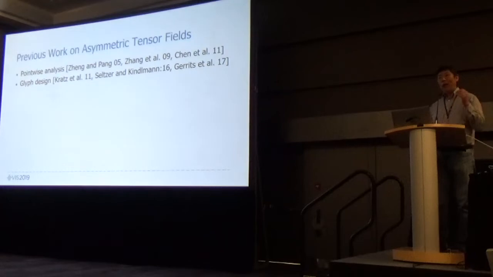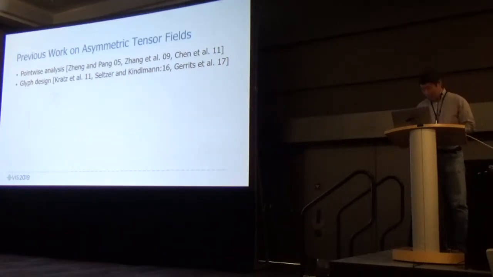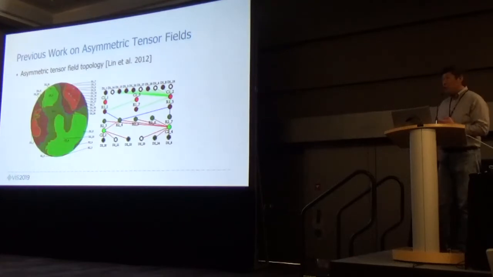Basically, we're just saying, okay, at each point in space, what happened? What kind of behavior could there be? And after that, the research has sort of focused on designing meaningful perceptual glyphs. For example, by Cross et al., Setzer and Kindelman and Gerritz et al. In 2012, we had some preliminary research on asymmetric tensor topology.